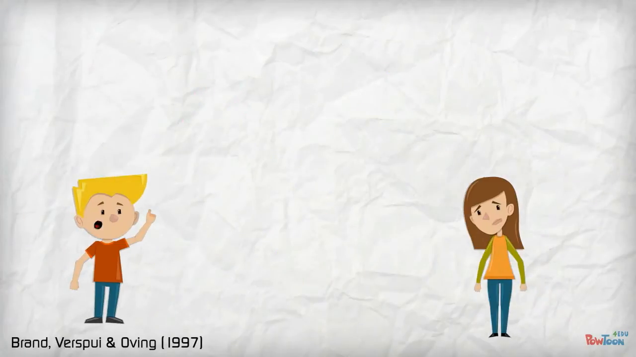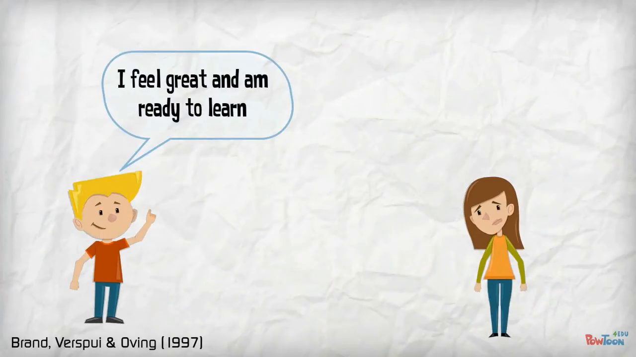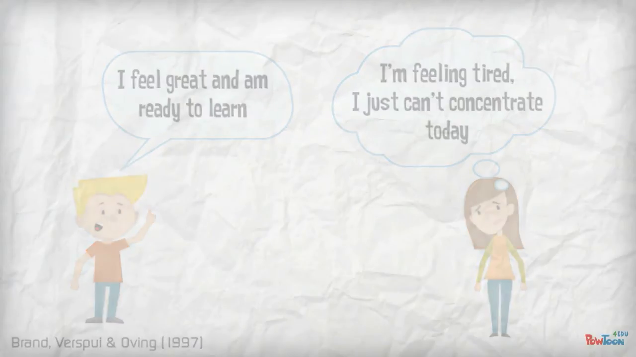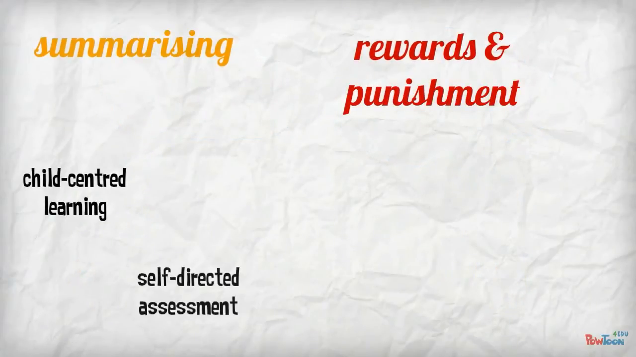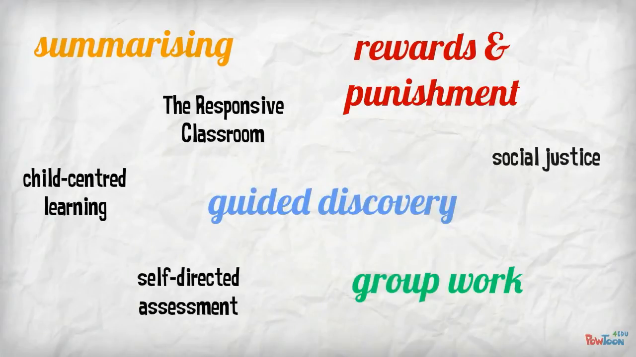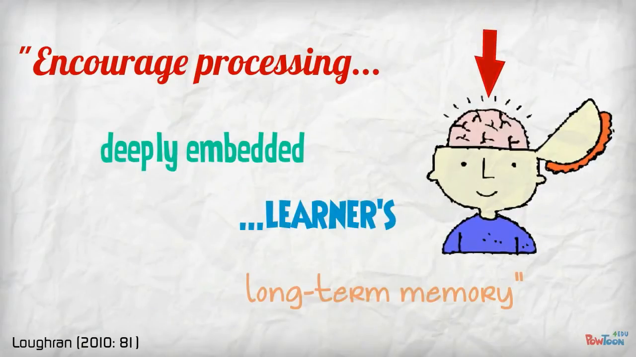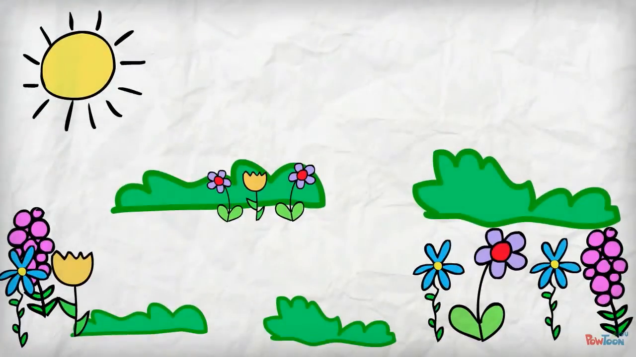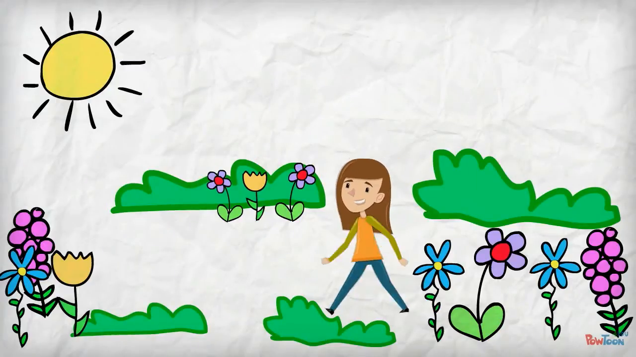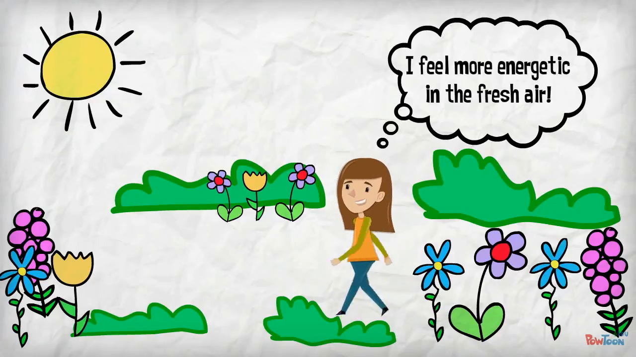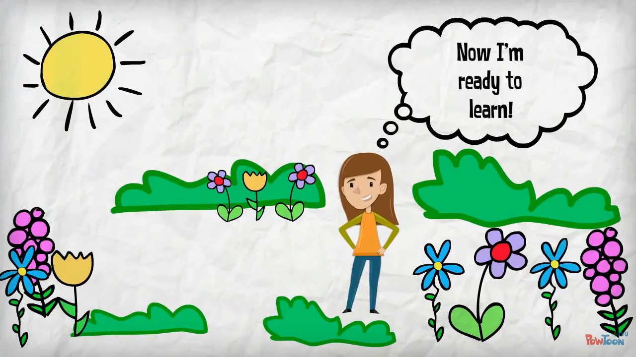Individual student differences such as their mood will also impact attention and hence what information may be stored in long-term memory. The implications for teaching the whole child are therefore that teachers must use a variety of methods and resources that for each child will encourage processing so that information becomes deeply embedded in a learner's long-term memory. Take our tired and energetic students from a few slides ago. Moving the lesson outside for a change of scenery and some fresh air might invigorate our lethargic student while also providing a memorable learning experience for her and her classmates.